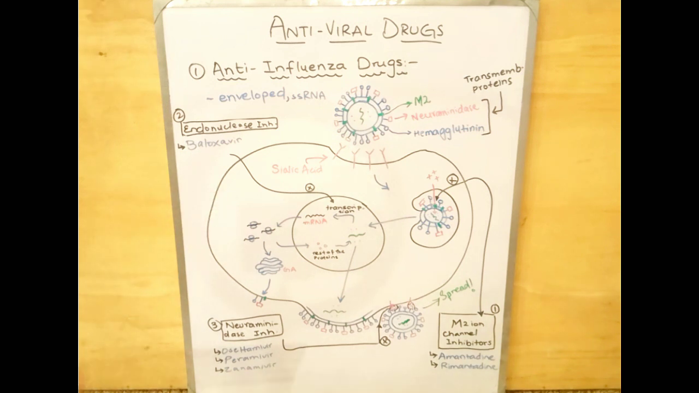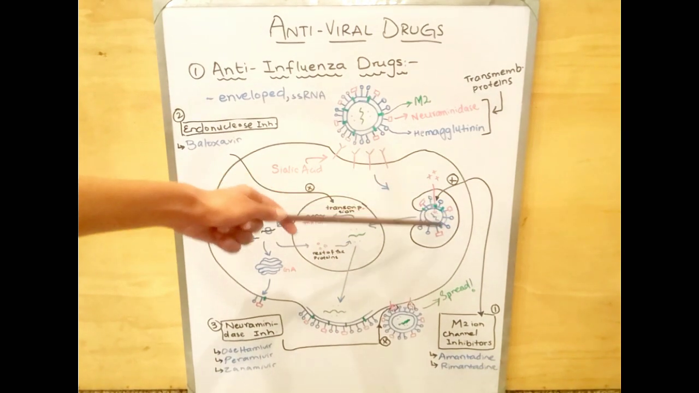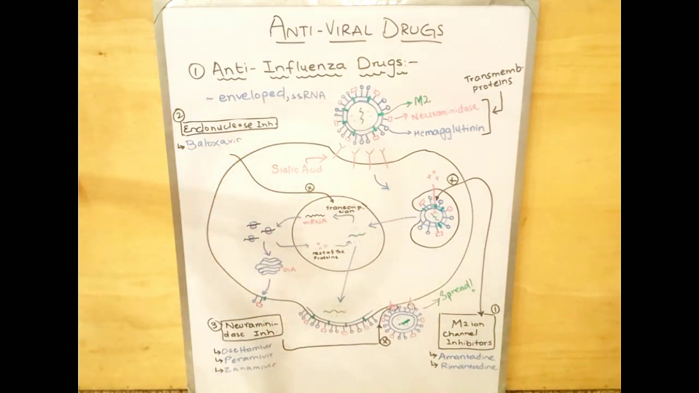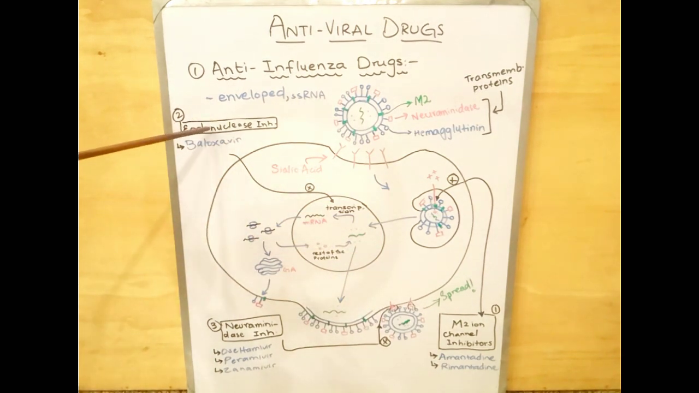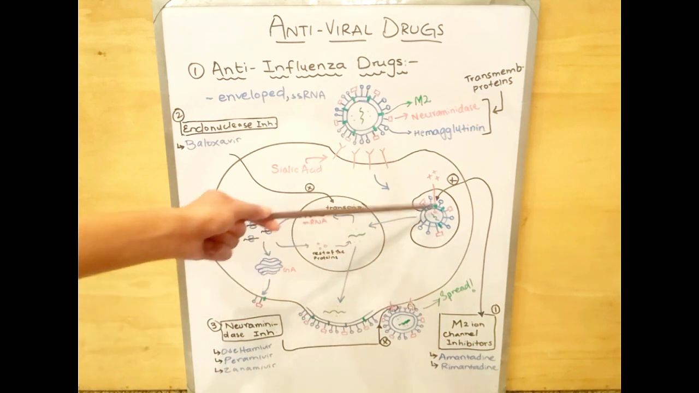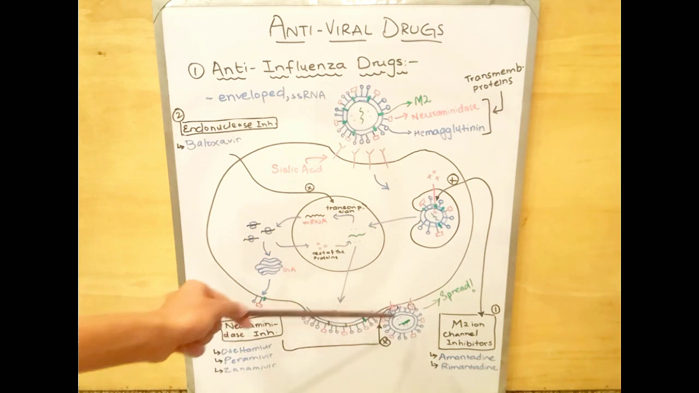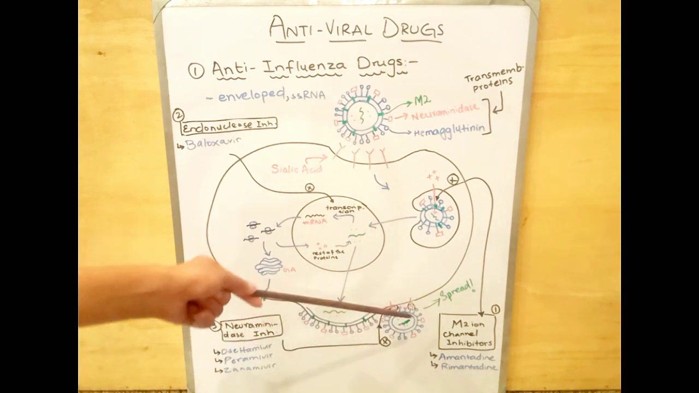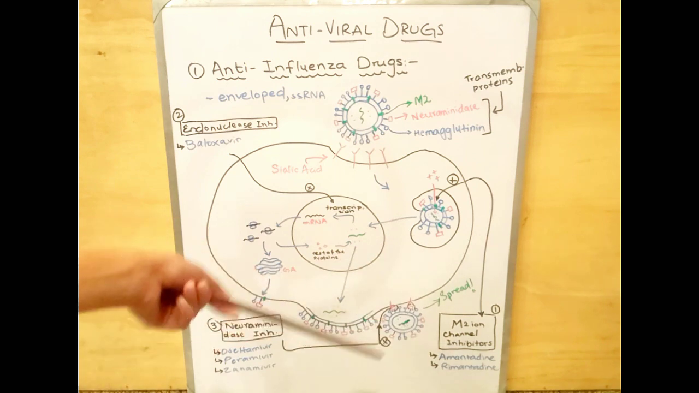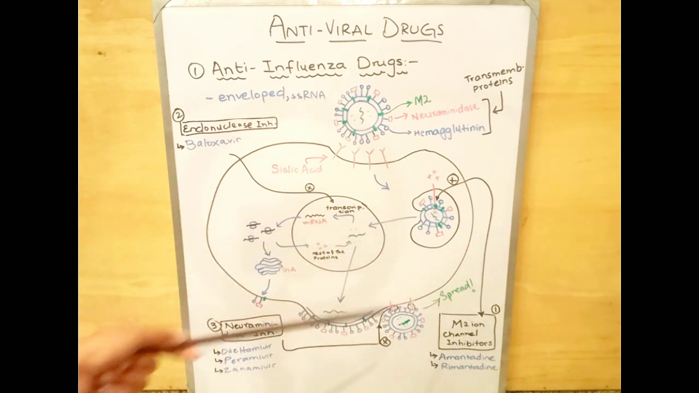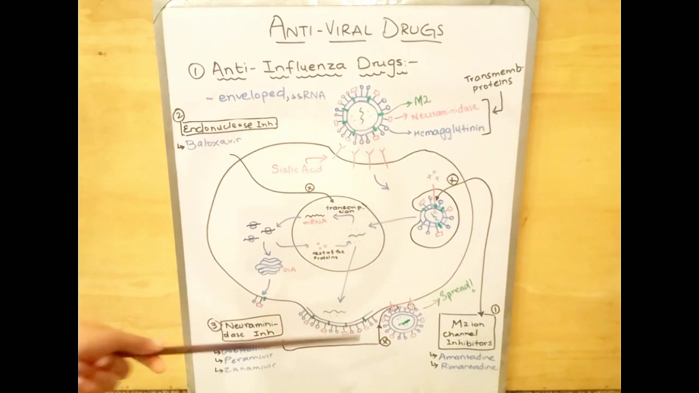Here you can see, on the first step, we have the M2 ion channel inhibitors that are basically inhibiting the M2 ion channels. Then we have the endonuclease inhibitors that can inhibit the transcription process. In the endonuclease inhibitors, we have baloxavir, and in the M2 ion channel inhibitors, we have amantadine and rimantadine. And in the last step, the neuraminidase was very important to remove the sialic acid so that the virus can spread. But here we have the neuraminidase inhibitors that can act at this process in order to stop the spread. In this category, we have oseltamivir, peramivir, and zanamivir.